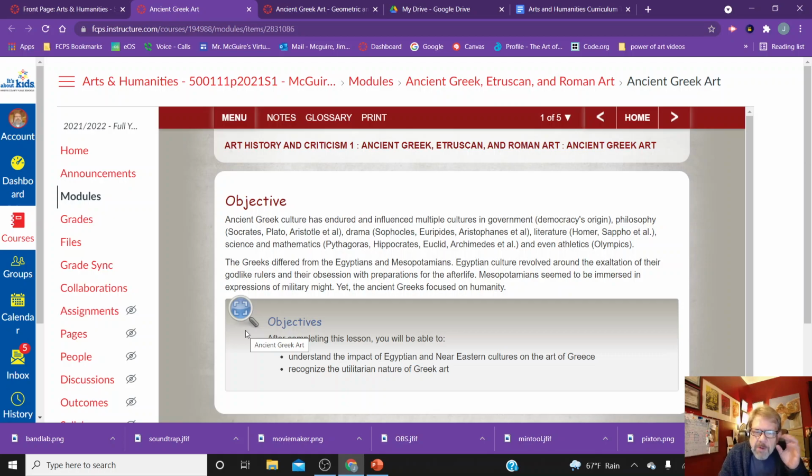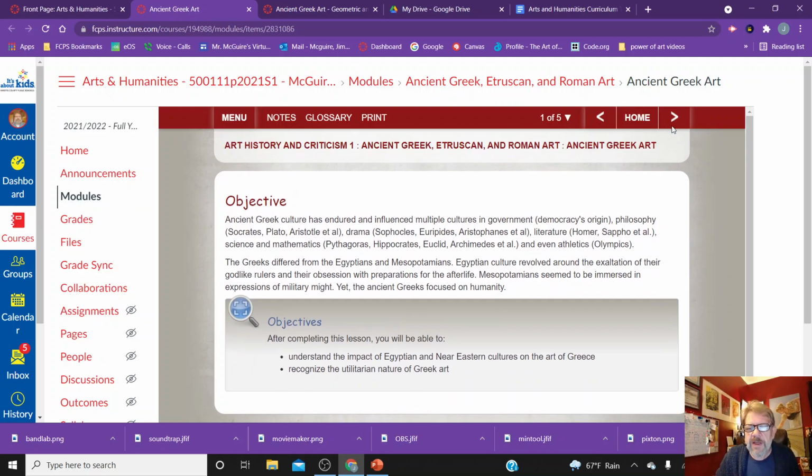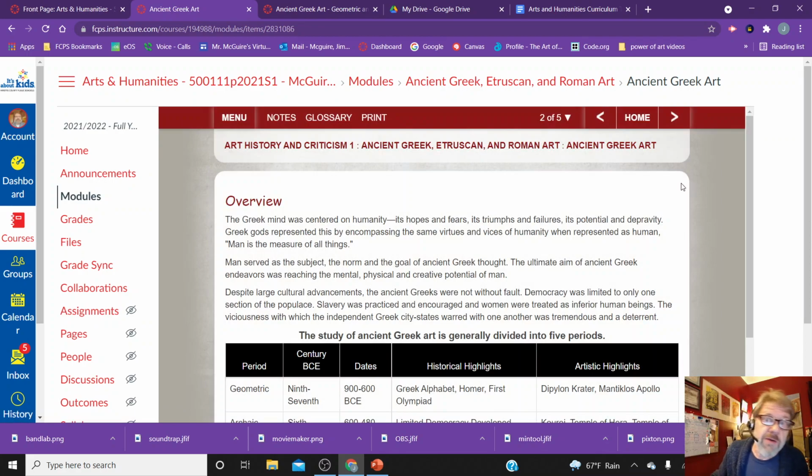Mesopotamians seem to be immersed in expressions of military might, yet the ancient Greeks focused on humanity. We're also going to see that the Greeks start off with a little focus on war, just a little bit, but we're going to see that shifting to humanity, the idea that man is more important than maybe the government or even some of those deities that they had exalted during those Egyptian and Mesopotamian areas we studied.